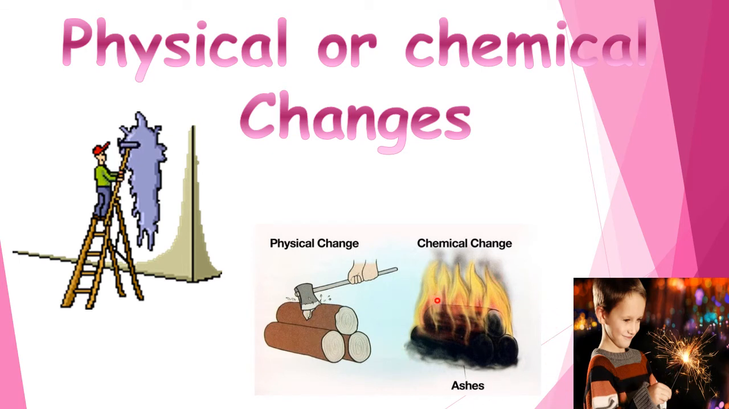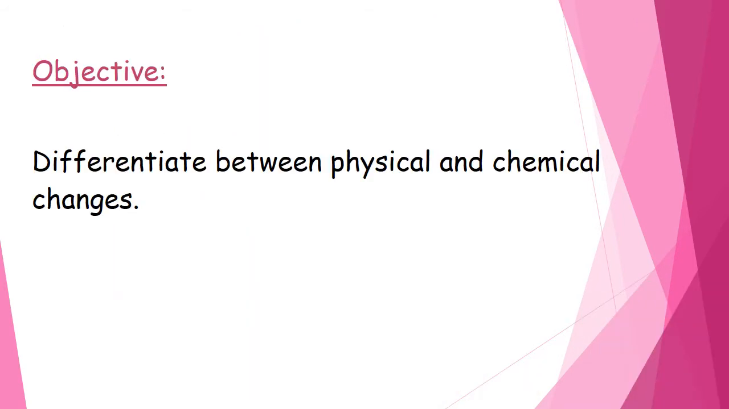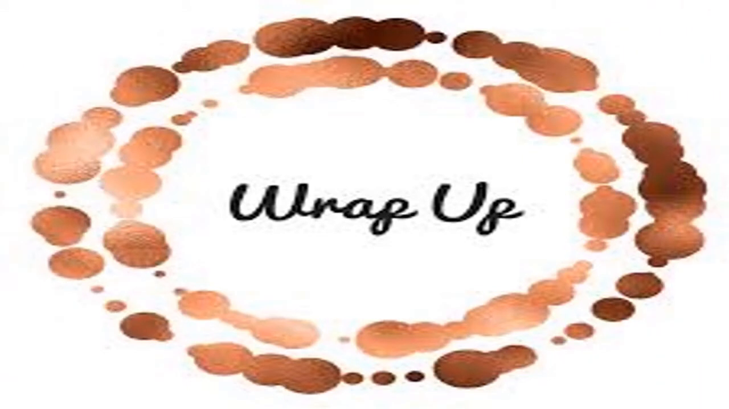As you are seeing here, burning wood is a chemical change. Why? Because a new substance is produced, which is ashes. So wood changes into ashes. So the objective for today is to differentiate between physical and chemical changes. Wrap up.